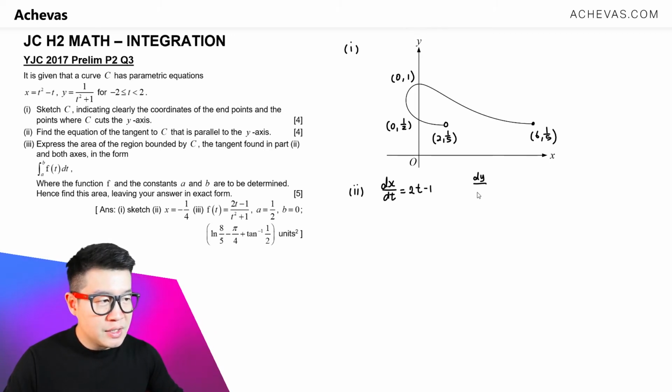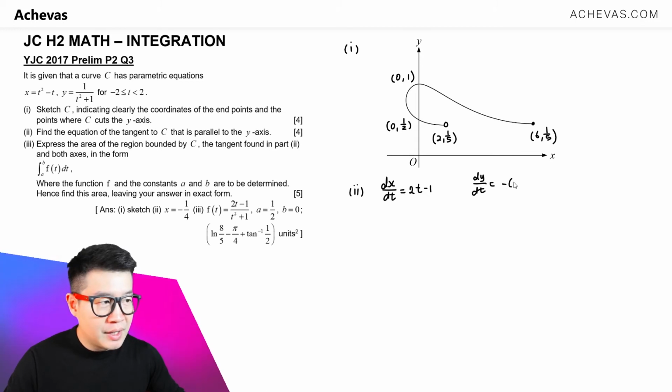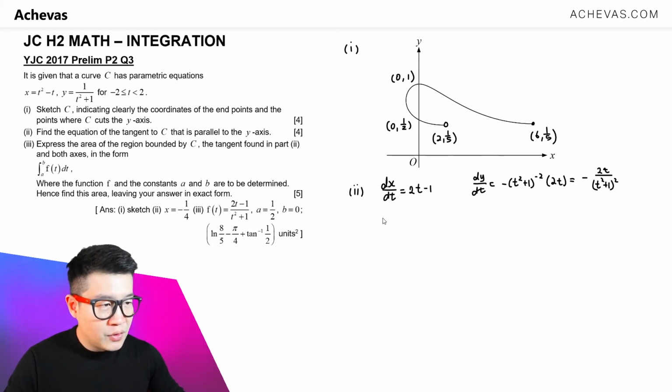And we will also need dy/dt. dy/dt, differentiating this with respect to t, it is going to be equal to minus (t squared plus 1) to the power of minus 2 multiplied by 2t. So we have gotten ourselves a minus 2t over (t squared plus 1) squared. So with this, we should be able to find the expression for dy/dx. And for dy/dx, let me write it down.